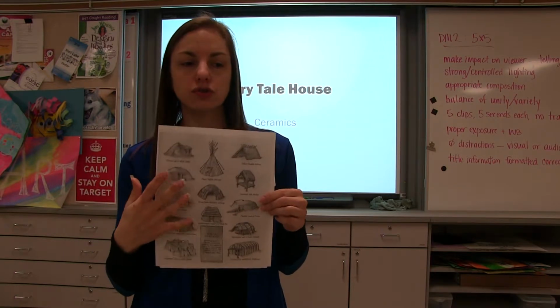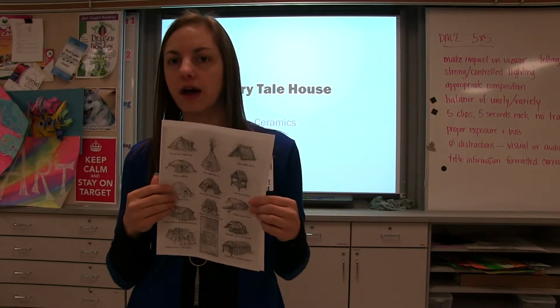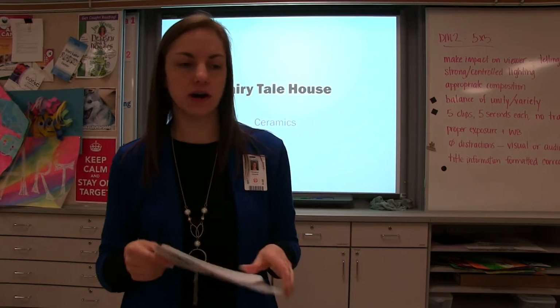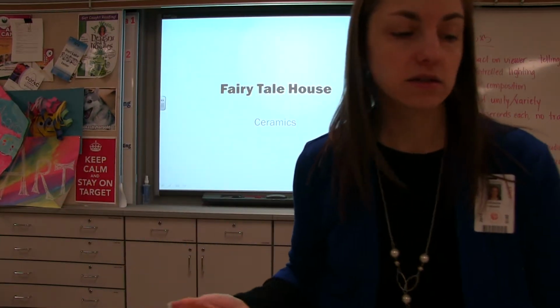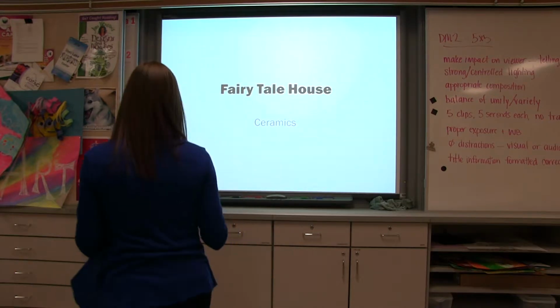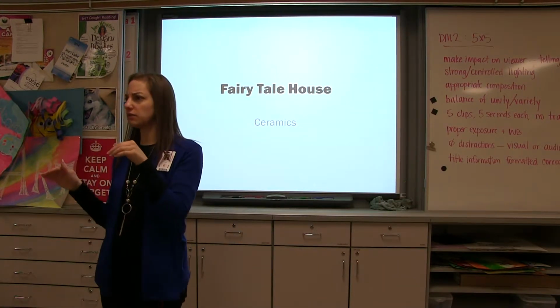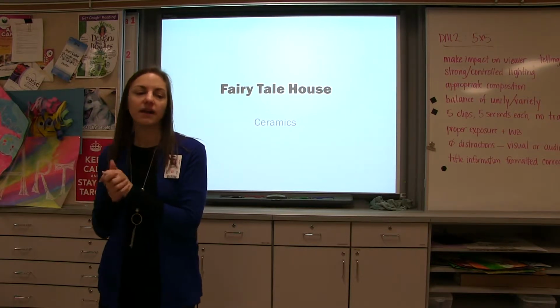So between these two, there are all sorts of different types of house shapes and ideas to give you a range of ideas as far as things that you might build. I want to tell you about this project. How many of you have done this one before? Any of you? No? Good.